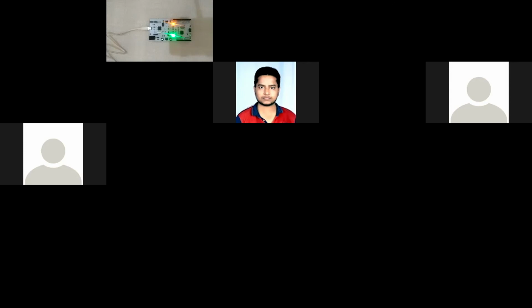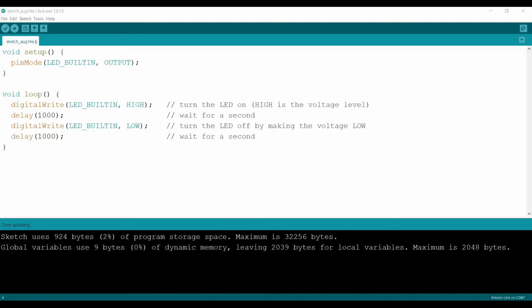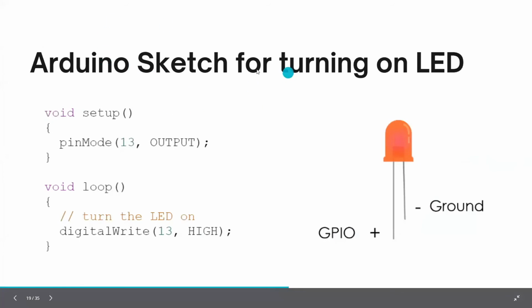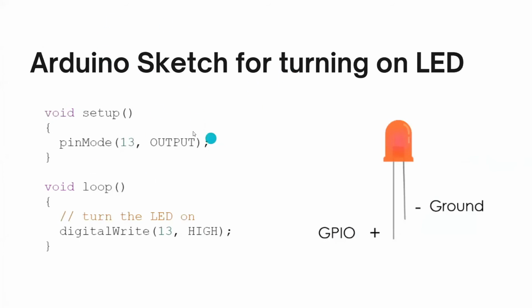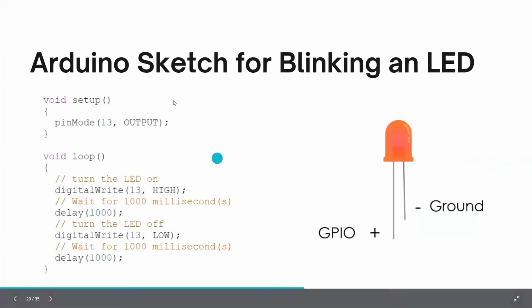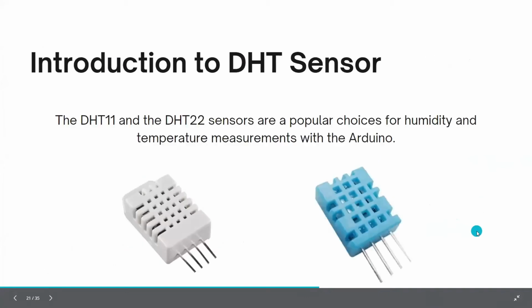Let me share my screen again. Don't worry about it. You can rewatch it if you have not understood it. As of now, let me share my slides again. These were the hardware connections, and we have seen the Arduino sketch for turning on an LED. Basically, this was very basic code. And for blinking an LED, we have seen this, right? For some seconds it should be turned on, and for some seconds it should be turned off. So this is how you can play with LEDs.